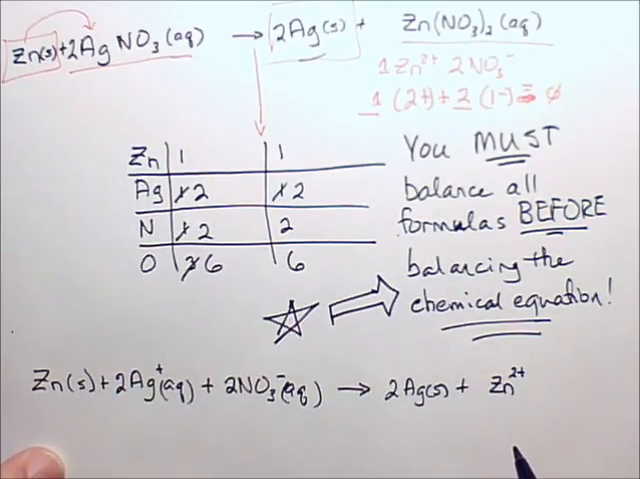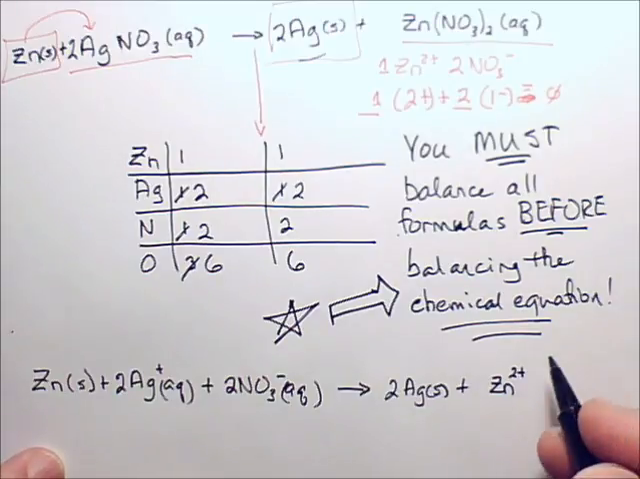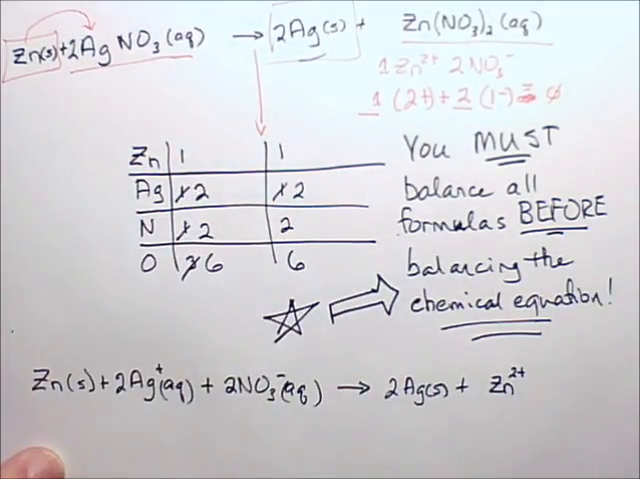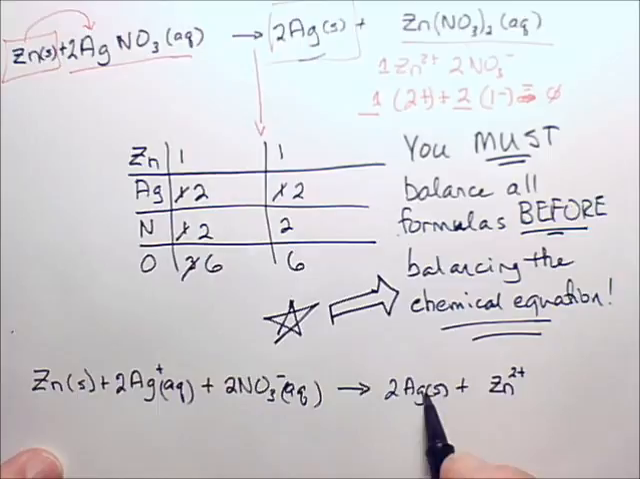The periodic table with oxidation numbers. Wait, how come silver is aqueous over here, but solid on the other side? Because over here it's part of a compound that's dissolved. It's an ion. This is a silver ion. This is a silver solid. We're writing a complete ionic equation right now.